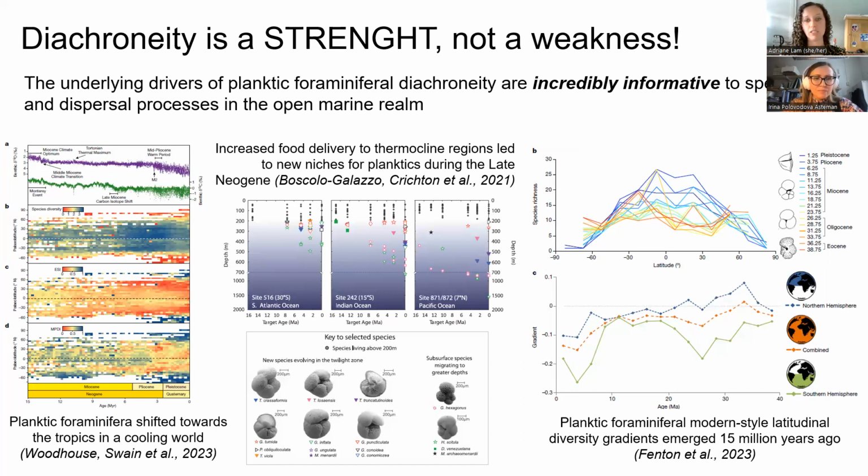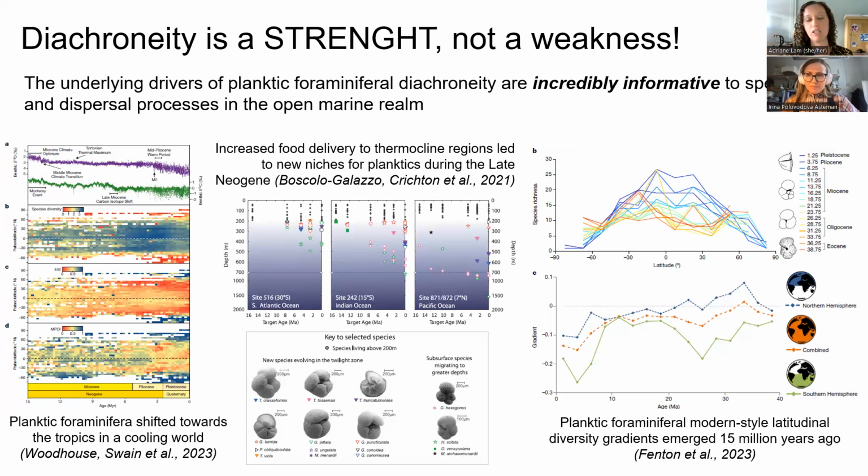Bascuñán, Galaz, Crichton, and others, and their colleagues in 2021, they also did a study looking at late Neogene planktic foraminifera, and they found that increased food delivery to the thermocline regions opened up new niches for planktics during that time and allowed them to occupy deeper water depths. Another paper published by Fenton and others, also published recently in Nature, they looked at the latitudinal diversity gradient of planktic foraminifera from the Eocene into the Pleistocene, and they found that the modern-style latitudinal diversity gradients developed about 15 million years ago. So again, really awesome data, really global data set.